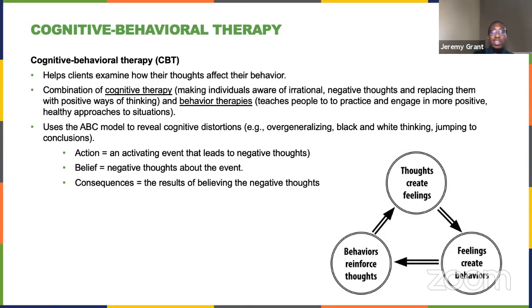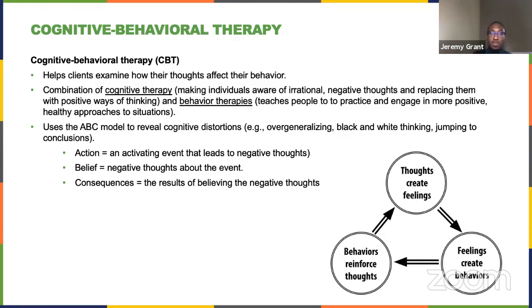We often talk about an ABC model to reveal cognitive distortions, looking at the actions or the activating events that lead to negative thoughts, looking at the beliefs, negative thoughts that occur after an event, and then the consequences, the results of believing those negative thoughts.